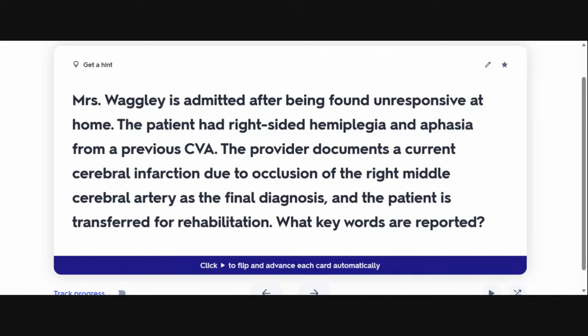So, I know it's kind of a big scenario, but let's break it down. And what keywords are we going to be taking out of this scenario? Let me know in the chat. I'll give you guys a few seconds.